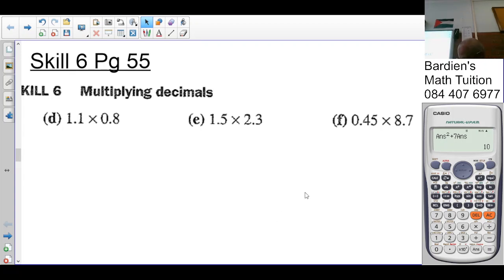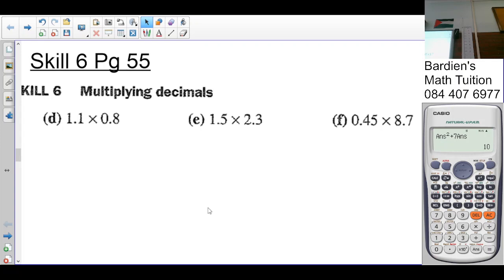Yes? When you're doing the multiplication, do you just remove the decimal? Yeah. For now, we just take the decimal away. Once you multiply, we put the decimal where it needs to be. You'll see in the division, it's a bit different. Good.